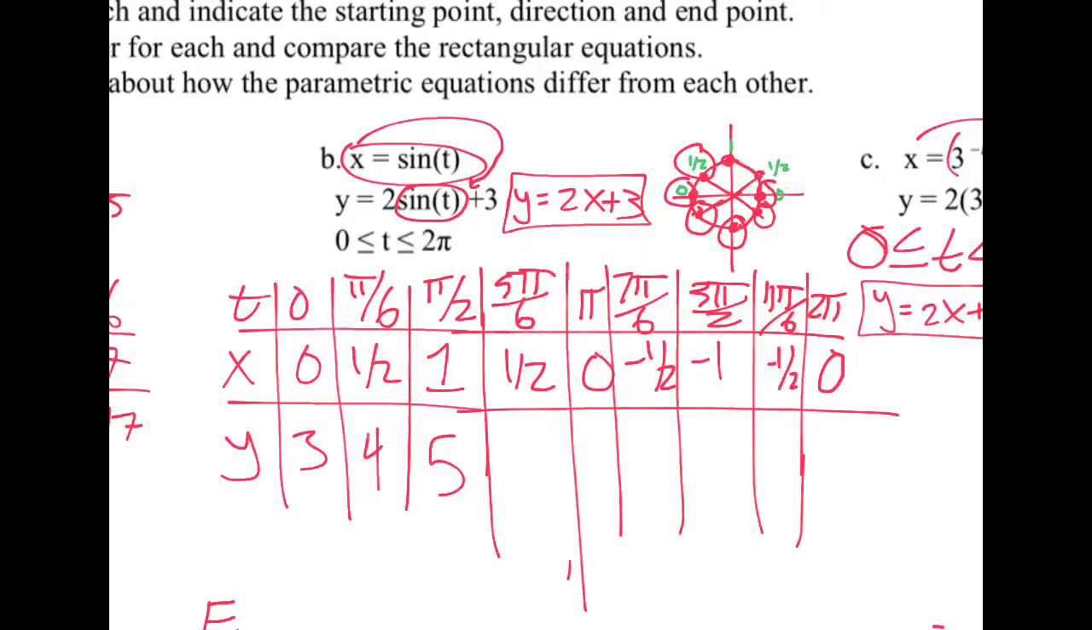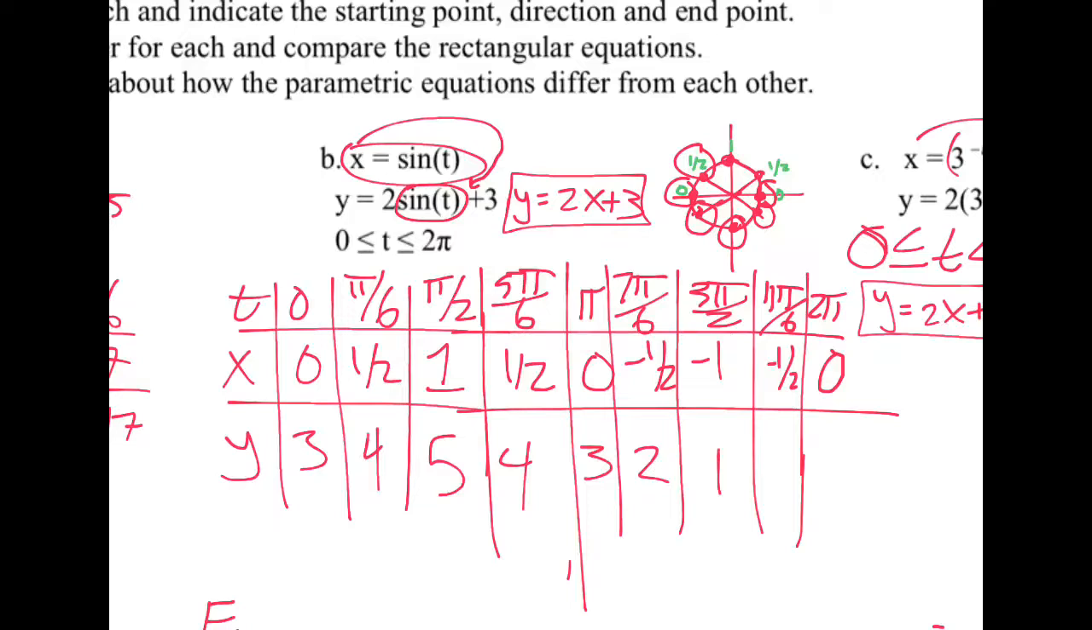But then my next x value goes back down to 1/2, so I need to go back down to 4. And then my next x value goes back down to 0, so I need to go back down to 3. And then I hit -1/2, and you could probably follow the pattern, but if you can't, we have 2 times -1/2 is -1, plus 3 is 2. Look, 5, 4, 3, 2. And then I go another 1/2 to the left, so I need to go another 1 down. But again, 2 times -1 is -2, plus 3 is 1.